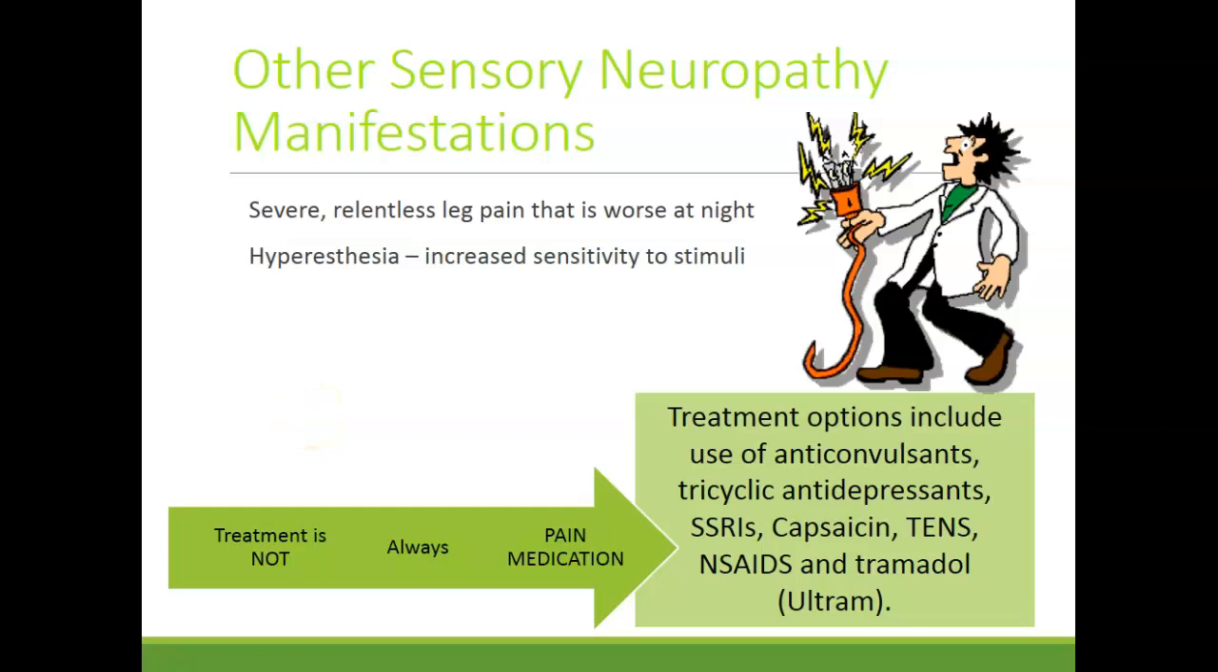And this bottom portion, I've always said to make sure you understand that it does cause a type of nerve pain, but understand that treatment is not always a pain medication. So patients may use anticonvulsants, tricyclic antidepressants, SSRIs, capsaicin, TENS unit, NSAIDs, tramadol. When we talk about anticonvulsants, there are medications like gabapentin, Neurontin, Lyrica, and with the tricyclic antidepressants, you may see things like Elavil, or the generic name for that is amitriptyline.